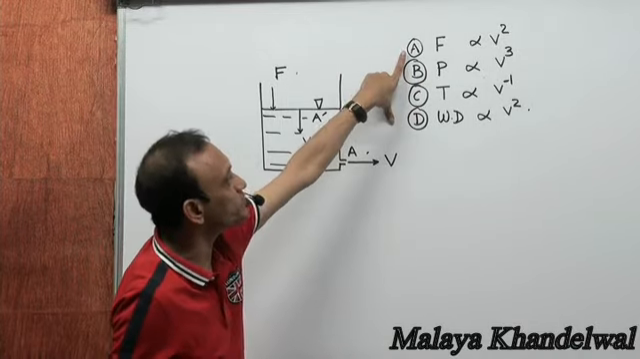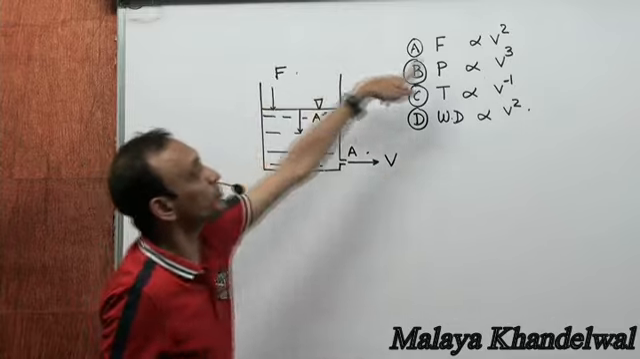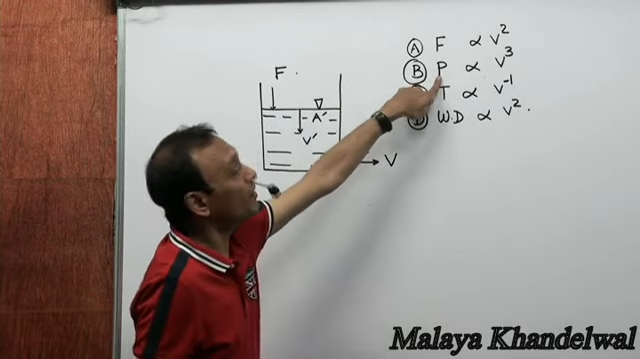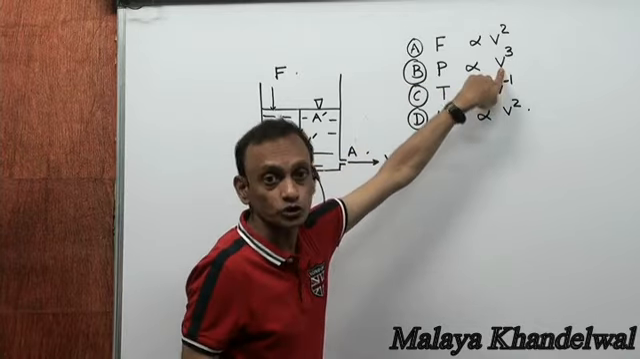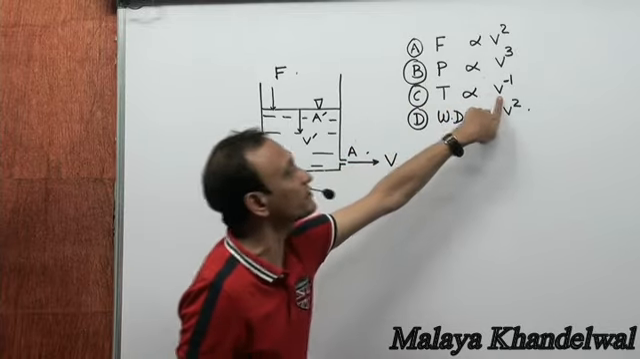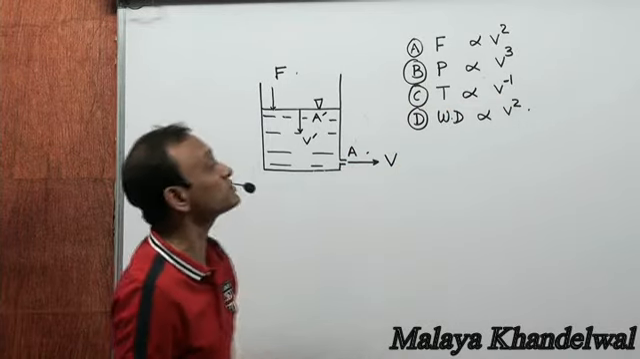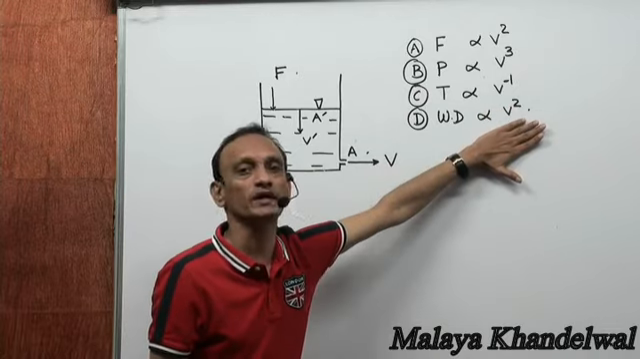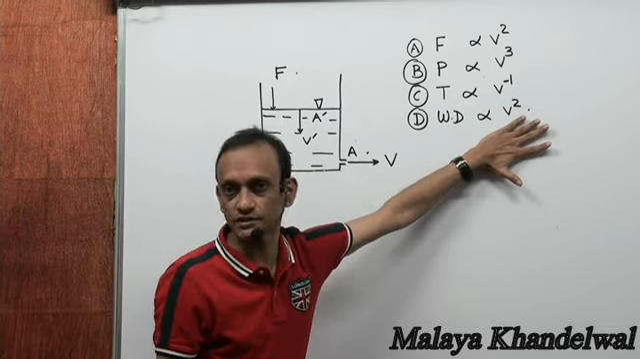The first option is the force would be proportional to v squared, the square of the velocity of efflux. The power required is going to be proportional to v cubed. We need to check this. Time taken to empty the tank will be proportional to v to the power minus 1, and work done by this force will be proportional to v squared. We need to check all of this, right?